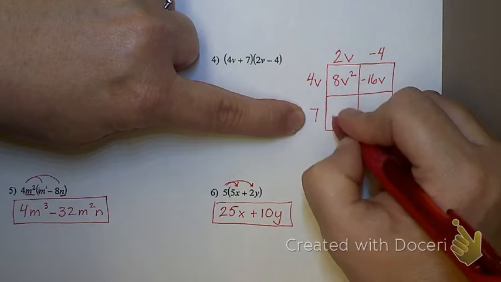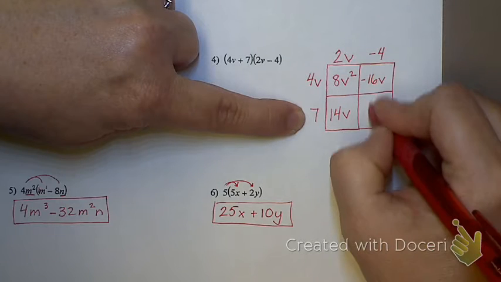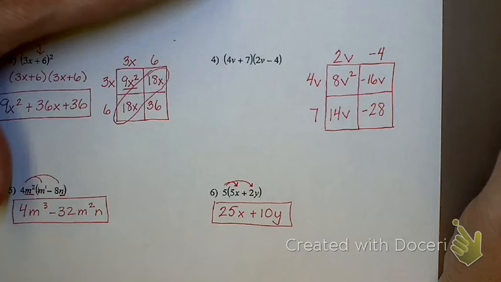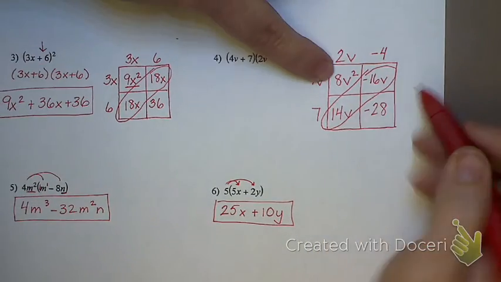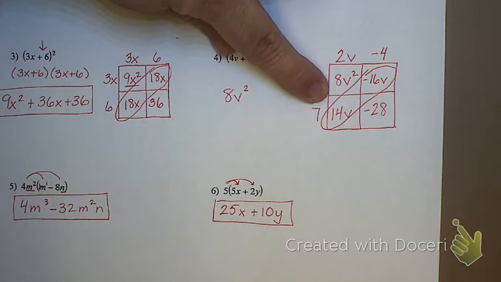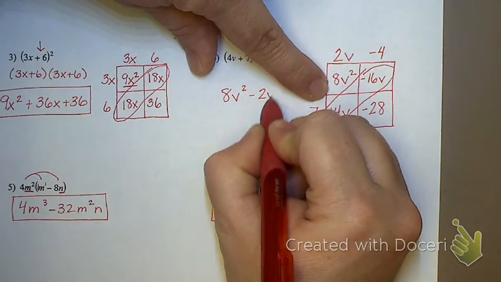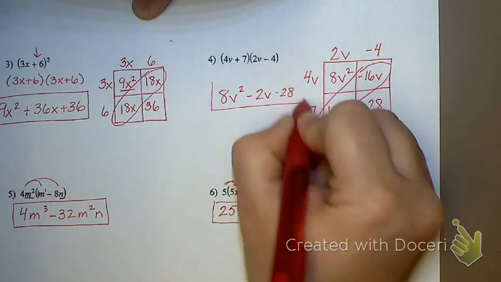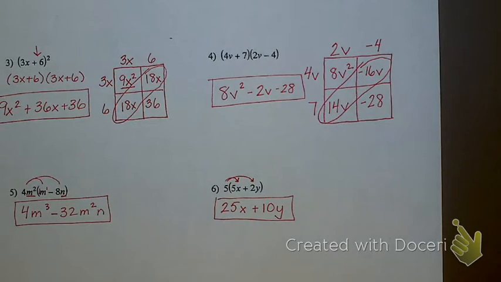7 times 2v is 14v. And 7 times negative 4 would be negative 28. Again, you see your like terms right there on the diagonal. So I'm going to write 8v squared first. And then what do I have if I have 14 and negative 16? I think that gives me negative 2v and then minus 28. Okay. Pretty easy, right?